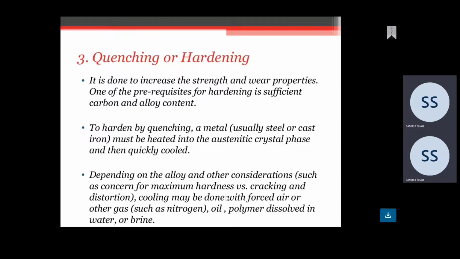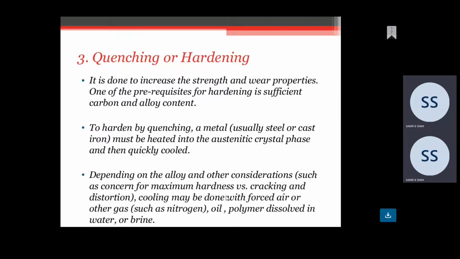To harden by quenching, a metal must be heated into the austenitic crystal phase and then cooled quickly. It is mostly cooled very quickly. But in annealing, the cooling is done slowly.